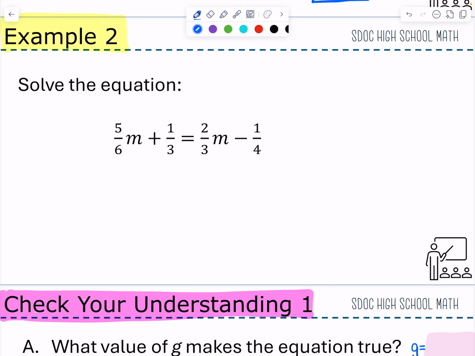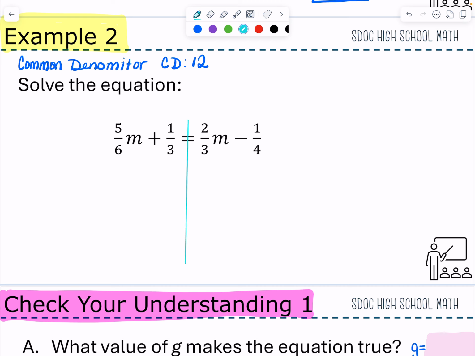Well, here the denominator is 6 for one fraction, 3 for another, and 4 for another. So in a case like this, we're going to have to find the common denominator. Most times I'm just going to abbreviate that with CD. So what number can 3, 4, and 6 go into? That would be 12. So our common denominator is 12, and that's what we're going to multiply by.